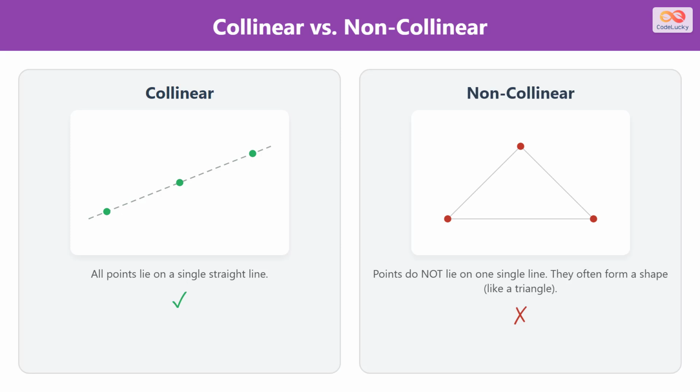Here is a visual comparison. On the left, we see points that are aligned perfectly straight. These are collinear. On the right, the points are scattered and form a triangle. These are non-collinear because no single straight line can pass through all three at once.